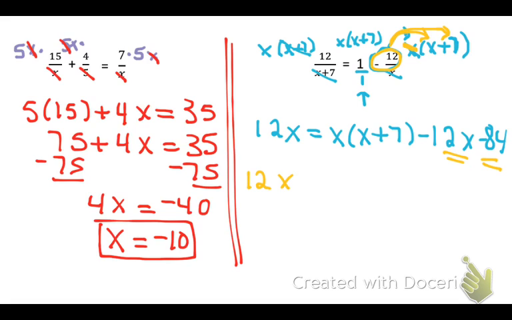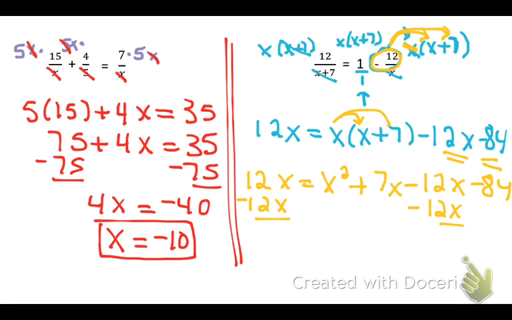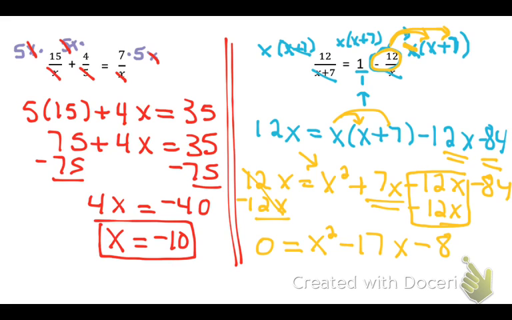So we end up with 12x equals x squared plus 7x minus our 12x minus 84. We want to move over our 12x to this side, and then we're going to combine our like terms. So we want this to be 0 equals, we have our x squared, we have negative 24x and a positive 7x. So that's going to give us negative 17x minus 84.